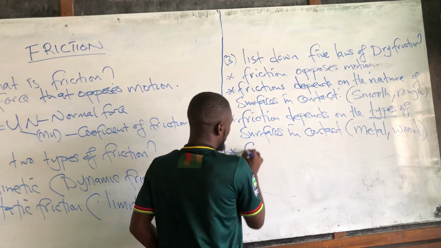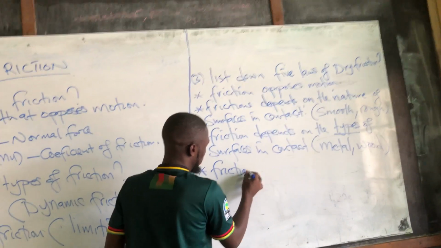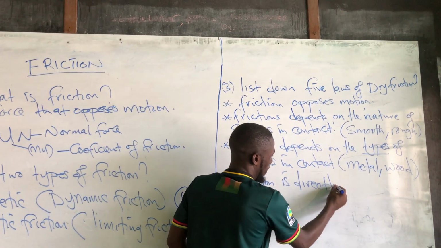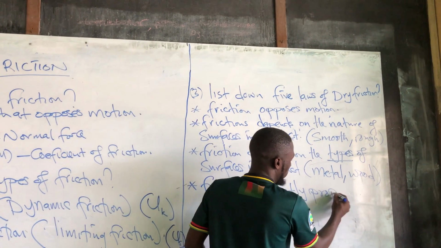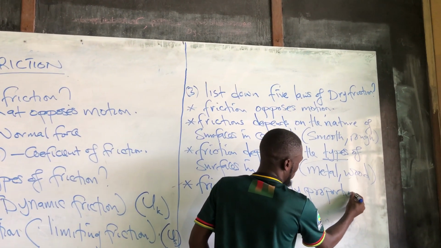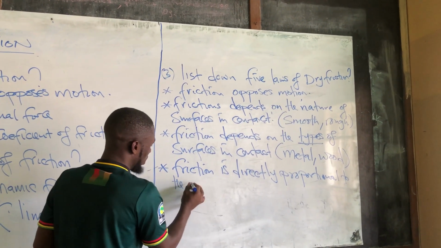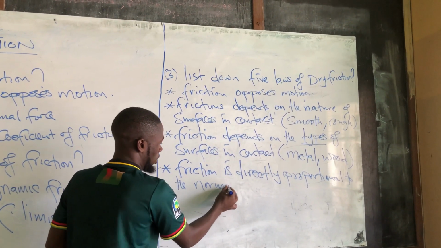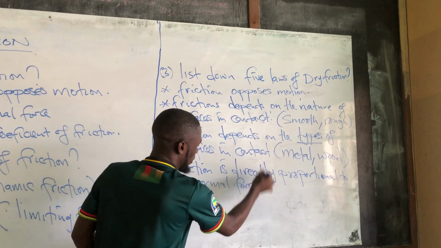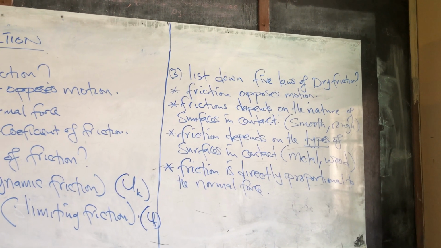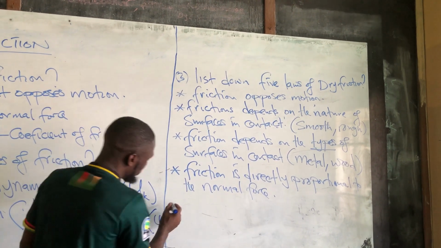So friction is directly proportional to the what? To the normal force. Friction is directly proportional to the normal force, as simple as that. So let's go to the last one, which is number 5.